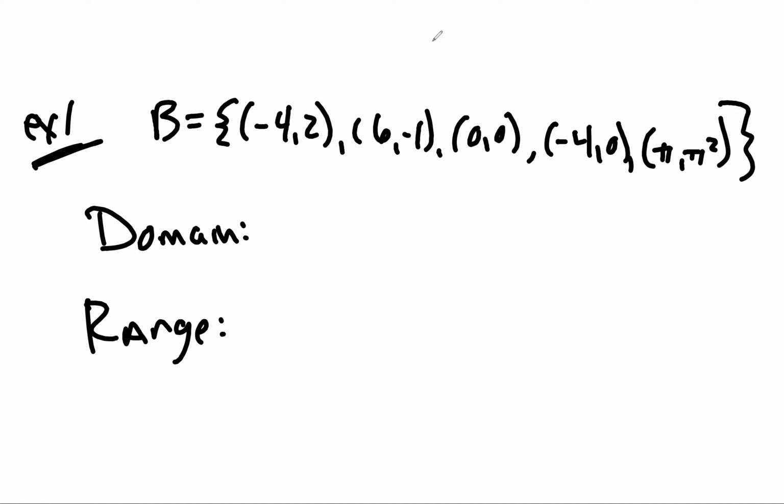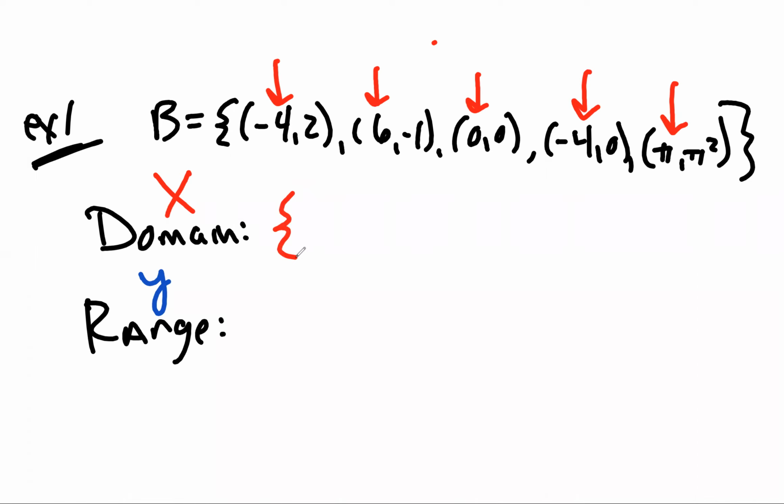Well, according to our notes from just the previous page, the domain is the x values and the range is the y values. And so when I look at this list of points, I have 1, 2, 3, 4, 5 points. Well, I have this x value and this x value and this x value and this x value and this x value. And so when I go to write my domain, I'm going to write it as a set. And I'm just going to write them in the order that they come. So the first one is -4, and then 6, and then 0. And hey, look, when I get to this -4, do you think I need to list that number twice?